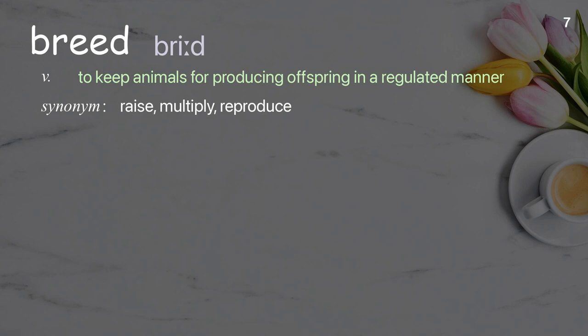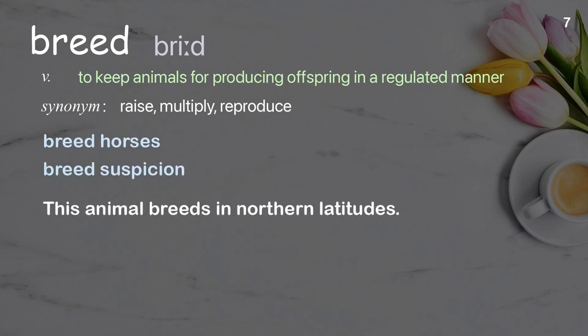Breed. To keep animals for producing offspring in a regulated manner. Examples. Breed horses. Breed suspicion. This animal breeds in northern latitudes.